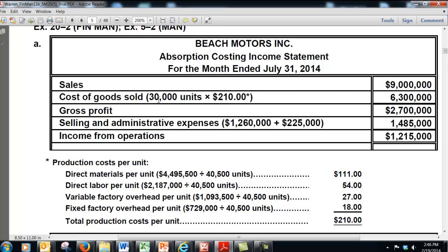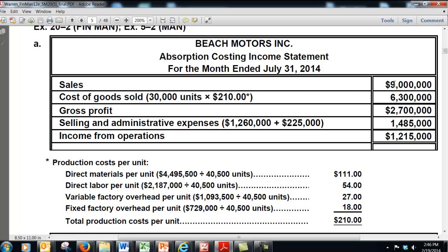And here, this is where we're determining how much of these units are going to be expensed under cost of goods sold. Now this $210 is calculated by looking at the problem. It tells us the amount of direct materials was this, the amount of direct labor was this, the amount of variable overhead was this, and the amount of fixed factory overhead was that. Remember, we produced 40,500 units. So for each of these, we divide by 40,500 to figure out a per unit amount, and what we come up with is $210. We saw that we only sold 30,000 units, so we multiply 30,000 units by the product cost per unit of $210.